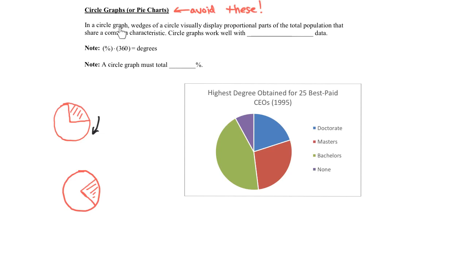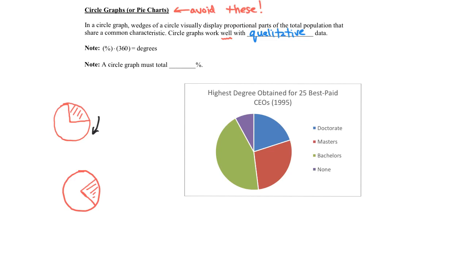So in a circle graph, or as we typically call it, a pie graph, wedges of a circle visually display proportional parts of the total population that share a common characteristic. Circle graphs work well, I kind of hesitate to use the word well, but they work with qualitative data, is the key here. So usually when you see them, it's for qualitative data.